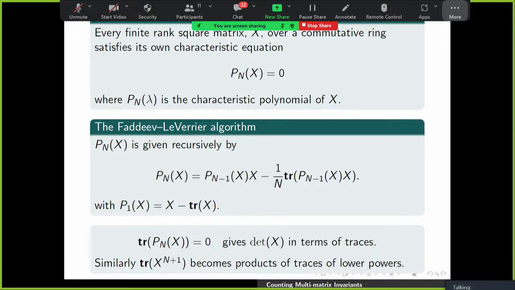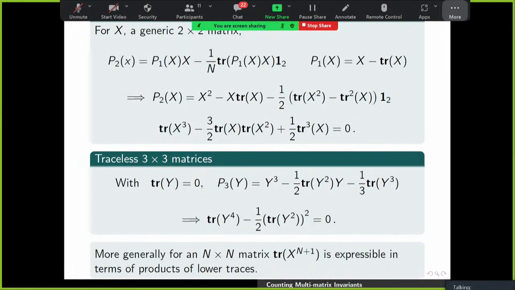If I just use the trace being equal to 0, it tells me that I can express the determinant in terms of the traces. But if I multiply Pn of x by x, it tells me that the trace of x to the n plus 1 can be re-expressed in terms of lower powers. So that's a trace relation.